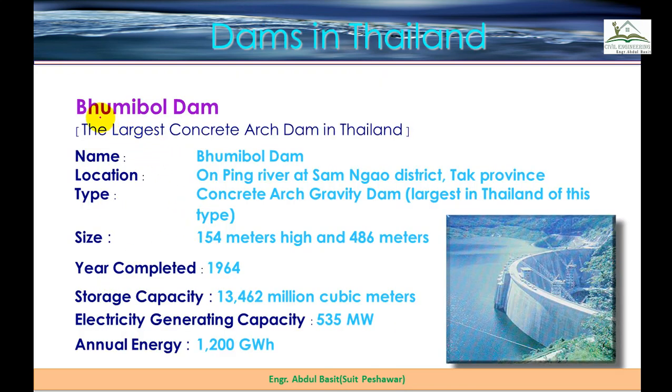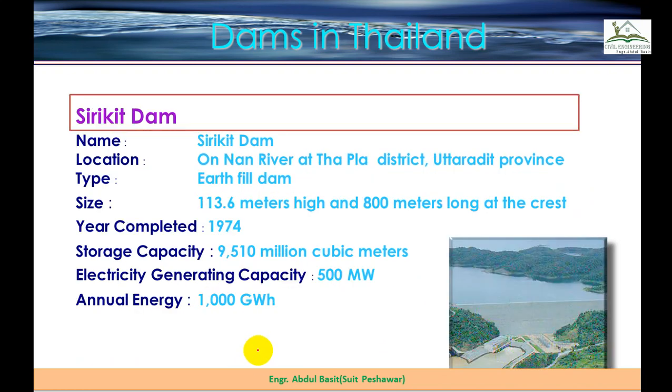Then we have Bhumibol Dam, and that is also one of the largest arch dams in the world. Arch dam refers to those dams which are constructed in this curved form. Its completion time is 1964. This is also a very mega structure, and its power generation capacity is 535 megawatts.